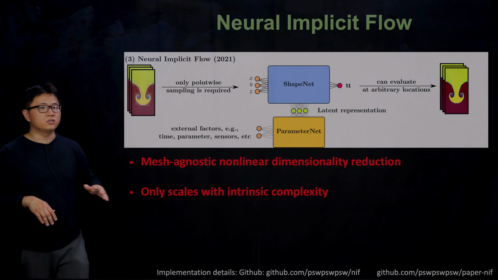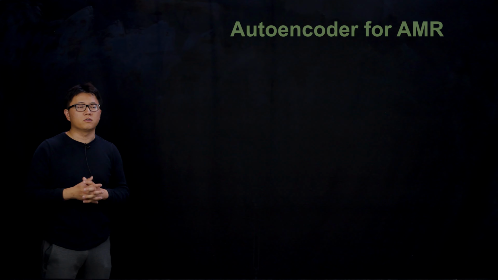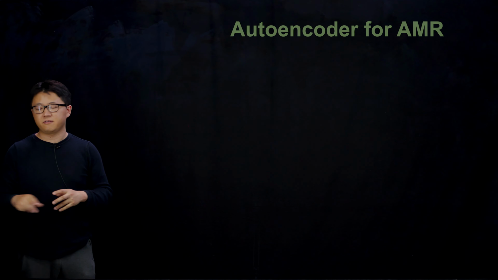Okay, so now I'm going to show you some applications. The first application I want to show is an autoencoder for adaptive mesh refinement. So we're starting with this problem.